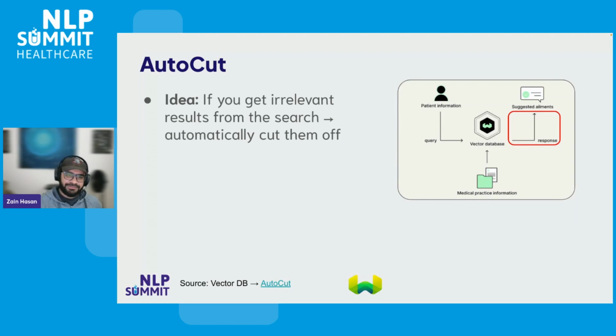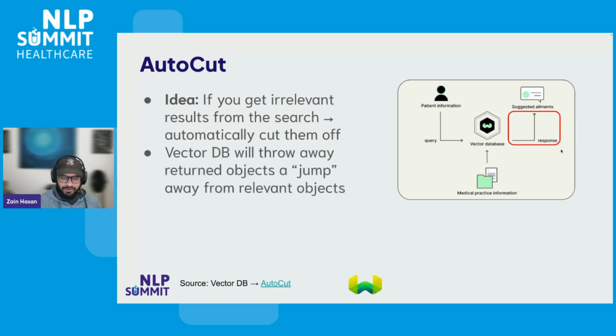So the idea here is if you see everything that comes back from your database and you realize that some of these things are irrelevant, you automatically just cut them off and they never go to the language model so that it can read this irrelevant stuff. Right? And so here, the vector database looks at what's returned and it measures the similarity of those objects. And anytime there's a class of objects that are very far away from similar objects, i.e., they're dissimilar, so there's a big jump in similarity, it'll just cut off the irrelevant objects.